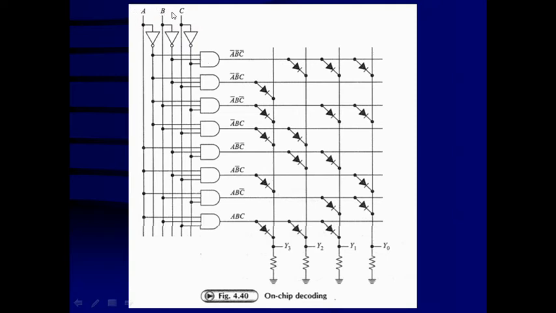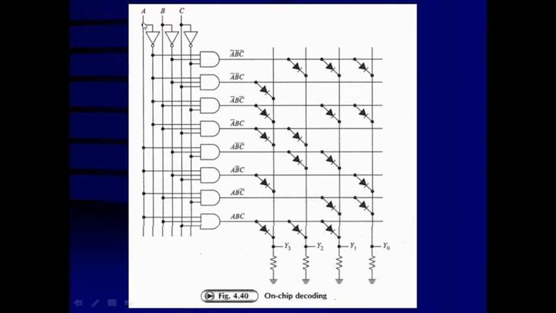So when A, B and C are 0, that means the address location is 0 0 0, then the output of this AND gate, that is the fundamental product A bar, B bar, C bar, on this horizontal line is activated, and whatever data is at this location, you can obtain as output Y3, Y2, Y1, Y0. Here no diode is connected, so Y3 is 0. Here the diode is connected, acting as a switch, so this high output appears on the vertical line, and Y2 is high. Similarly, Y1 is high. Similarly, Y0 is high.